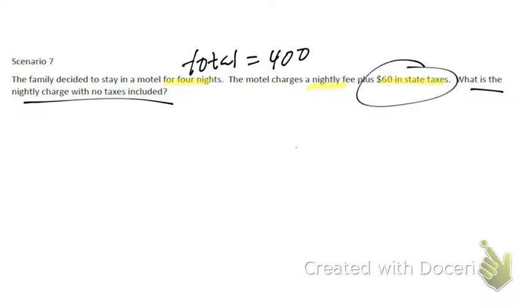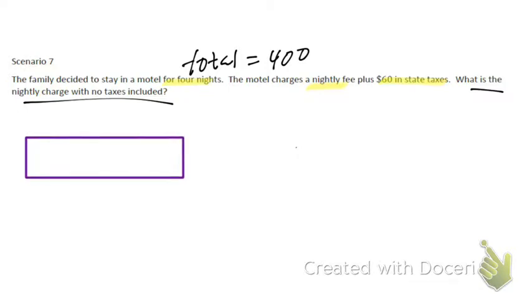So again, the 60 is not for every day. That's a one-time fee. So with my tape diagram here, we're going to draw a nightly fee. How many boxes are we going to draw? We're not going to draw 5, right? Not for each person. We'll draw 4 boxes for 4 nights, right? Put N for nightly fee, or F, whichever one. I'll put F for the fee.